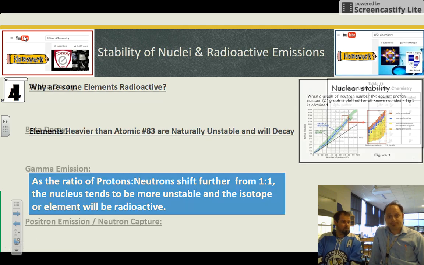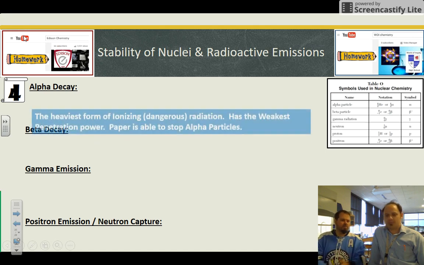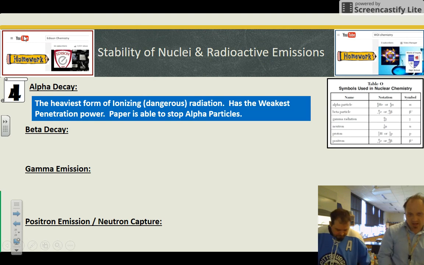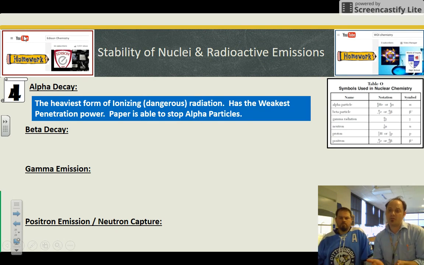Decay is a big word. Decay is large, but it's muy importante to our unit. The simplest, heaviest type of radioactive decay is alpha particles. This is the heaviest form because it has an atomic mass of 4. It's in Table O. Table O, that's where you go.